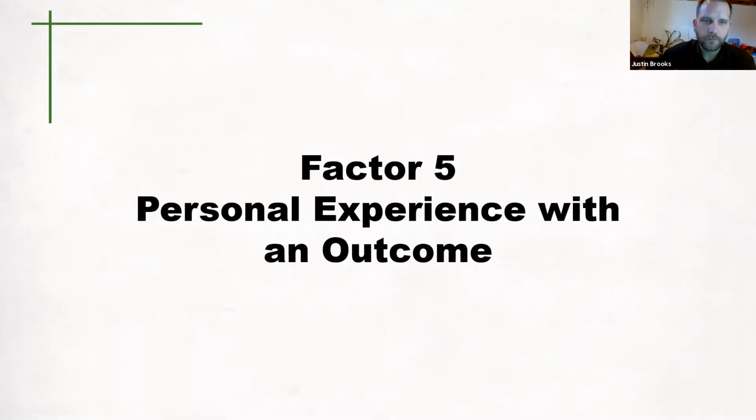Factor 5, personal experience with an outcome. This factor is linked closely with risk tolerance factor 3, seriousness of the outcome. If in our past we've had the personal experience of the serious consequence of an activity, we'll have lower acceptance or tolerance for risks associated with the activity. For example, if in our past we have lost a family member or a friend to a fall from heights, we are impacted by that and tend to have less tolerance for not wearing fall protection equipment.